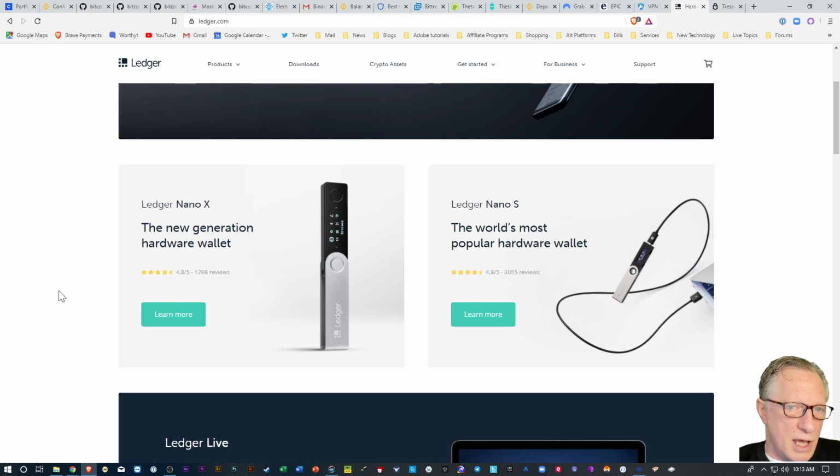A lot of people say, oh, what if Ledger is an evil organization that is going to suck all our Bitcoin out of our hardware wallets? They are tested by third parties. They're validated. If they were trick wallets, it'd be obvious, right?